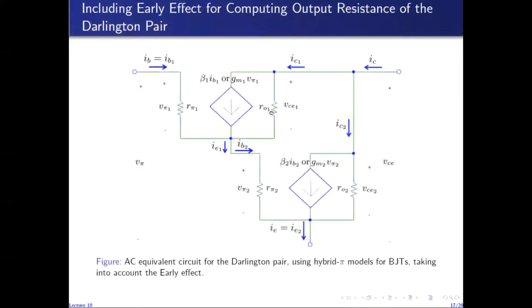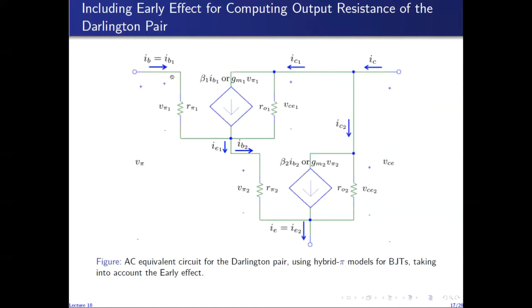So if we take into account the early effect for the two transistors, then the small signal AC equivalent circuit for the Darlington pair is augmented by these two resistors of small r naught 1 and small r naught 2. Everything else remains the same. IE1 obviously is now beta 1 IB1 plus IB1 plus the current through small r naught 1.